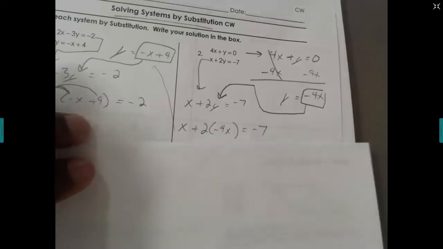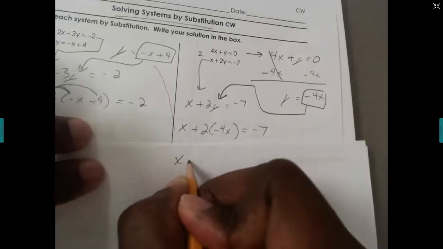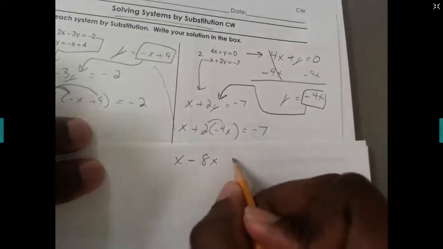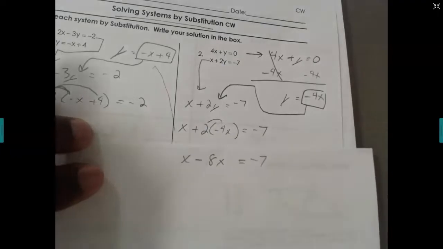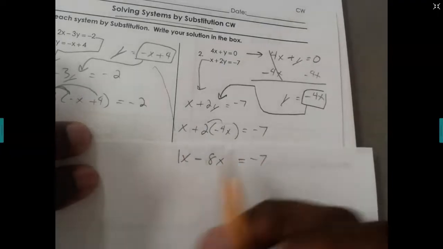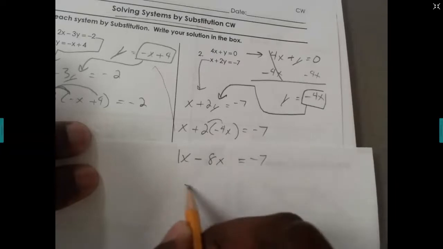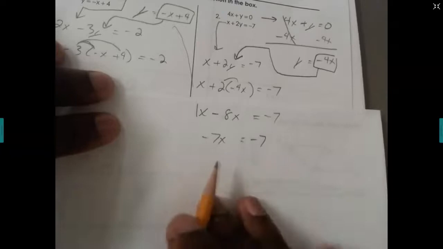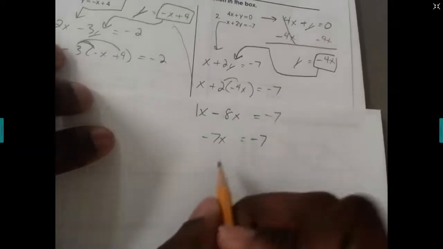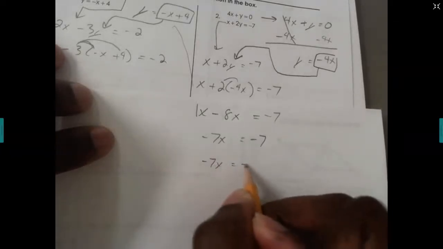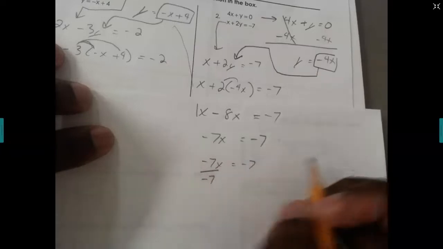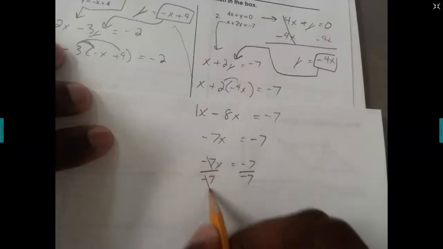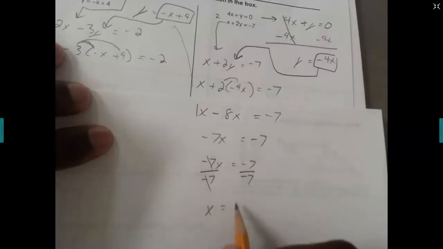So 2 times negative 4x is negative 8x. So I get x, subtract 8x. I have to distribute this into it, equals negative 7. And then there's the understood 1 in front of x. So 1 subtract 8 should give you negative 7x equals negative 7. You may know x has to be positive 1. But if you didn't know that, you divide both sides by the number in front of x, the coefficient of x. So you get negative 7 over negative 7, which is positive 1.